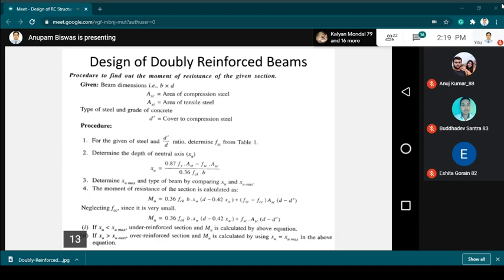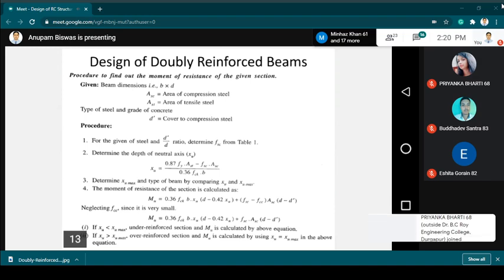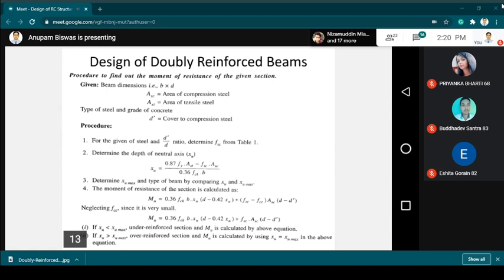Next, using this value and neglecting the value of FCC, we calculate Mu, and again use the calculator. That is how we have to do the design.